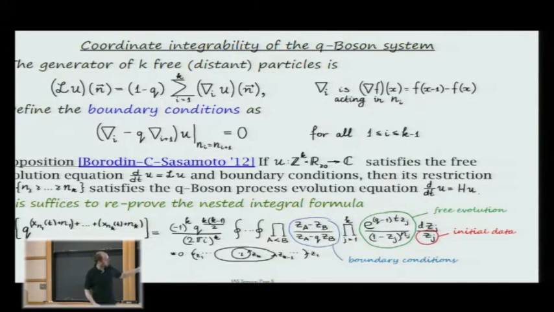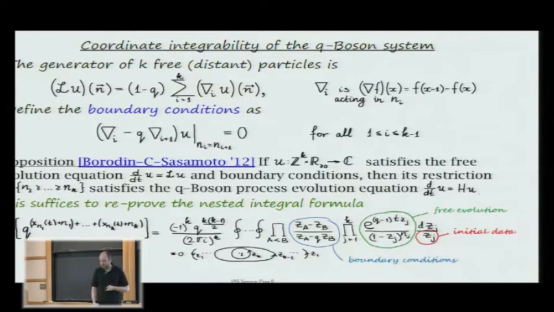I'm going to also define something I'll call boundary conditions. What these mean is that a function u satisfies boundary conditions. A function u is a function of the n variables. If for every i between 1 and k minus 1, the discrete derivative in the ith coordinate minus q times the discrete derivative in the (i plus 1)st coordinate applied to u is 0 when evaluated at n_i equal to n_(i+1). So right near the boundary, when you have clusters, this should be enforced.